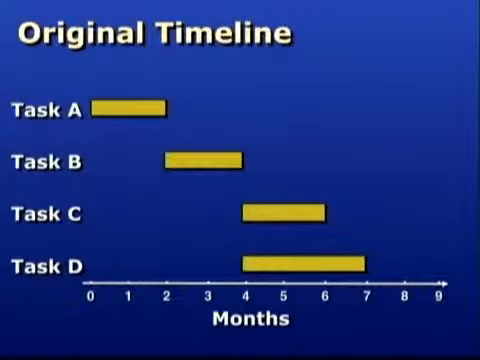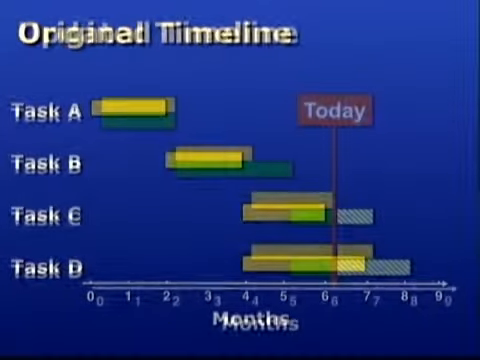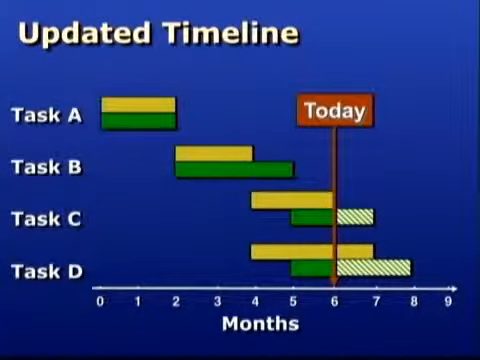Remember, our original timeline had 1 yellow bar per task showing what had been planned. As the project progresses, an updated timeline can be created by adding another bar for each task that displays the actual accomplishments. Again, the yellow bar is the original planned task, and the green bar represents the actual task result.